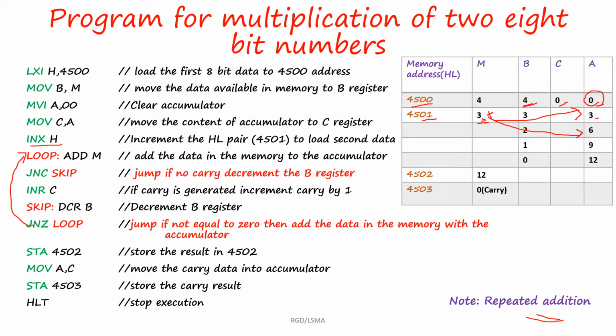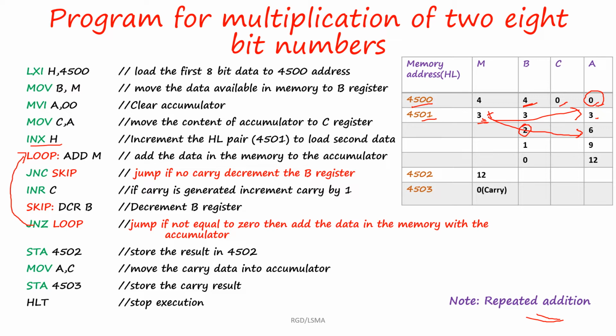Again you will be doing a jump if no carry. If after performing this, if there is no carry generated, you can go to the skip. Okay, then at the skip, what you do, you just decrement your B register by 1, so it becomes 2 now. Okay, and check jump if no 0. Okay, the B register has not reached 0 because it is the value of 2. Again you do a repeated addition.